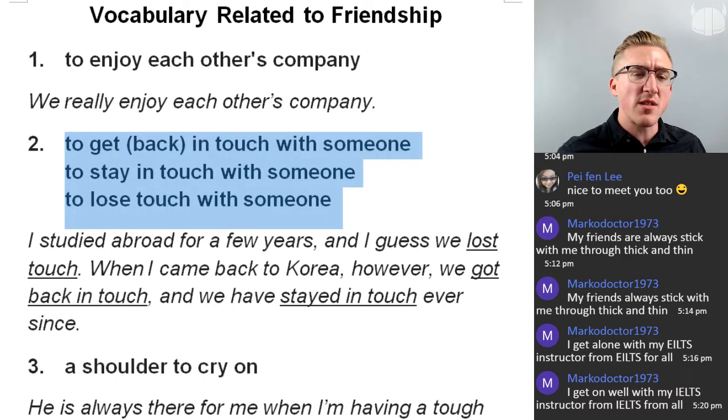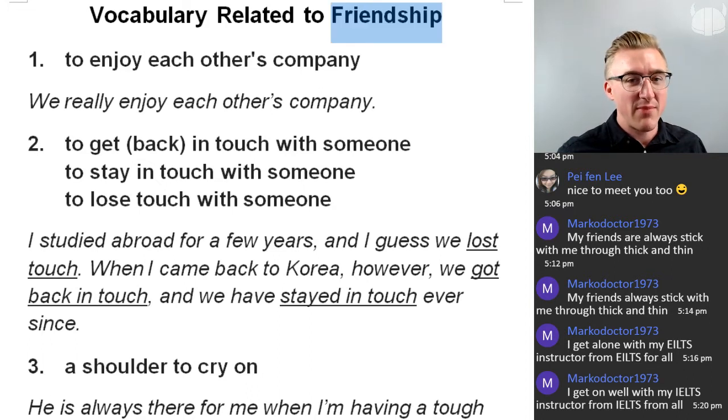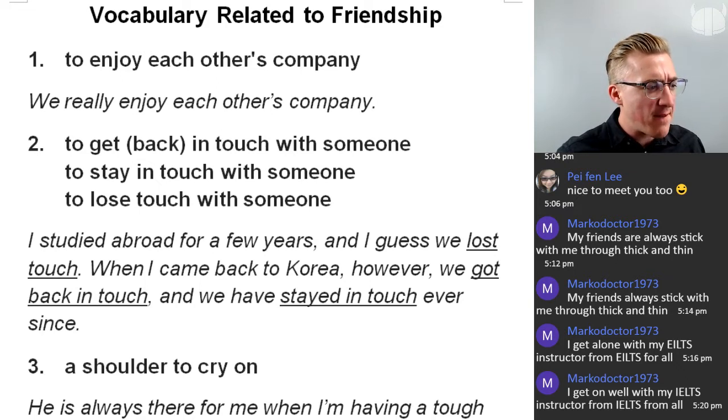This one could be used in the writing, maybe like an essay about technology or communication, how it helps people keep in touch over long distances. And enjoy each other's company, also more of a speaking thing. So yeah, these are a little more related to speaking simply because friendship is not really a common task 2 writing topic. So maybe for the general exam, task 2, maybe there would be an opportunity to use one of these words. All right, let me get back to the comments here and see.